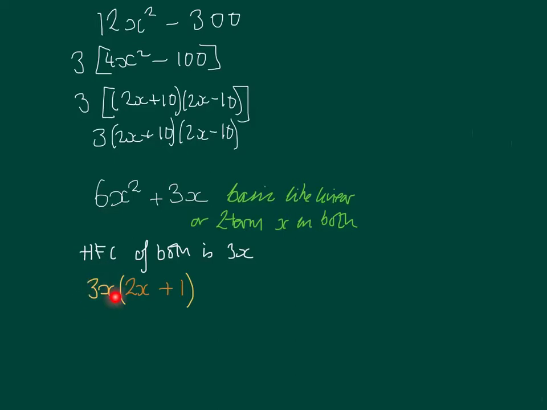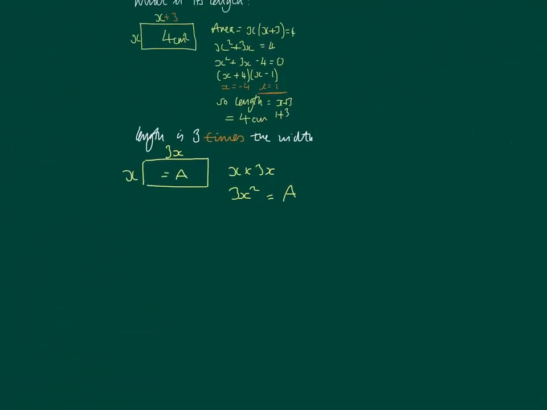What do I times 3x by to give me 6x squared? 2x. What do I times 3x by to give me 3x? 1. So then I've factorised it there. Okay, that's the factorising bit done.